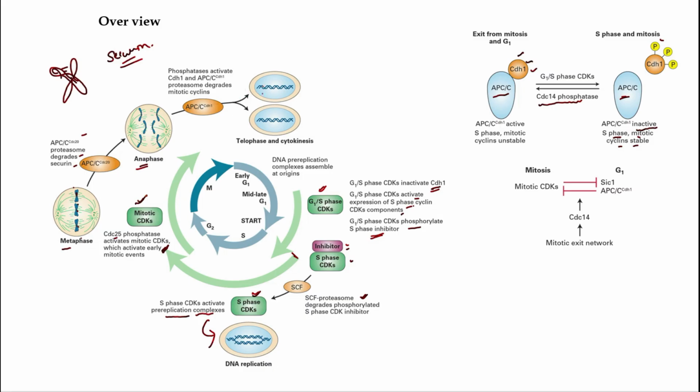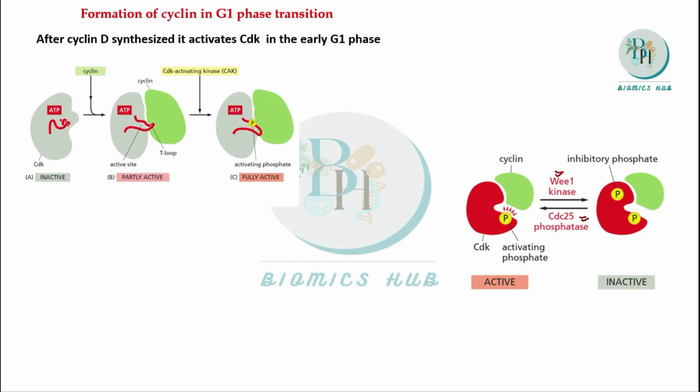Then the two cells will be divided. Then the cell will be divided into two daughter cells. This is all the overview of this cell cycle. So let us see how the G1 phase transition is taking place.